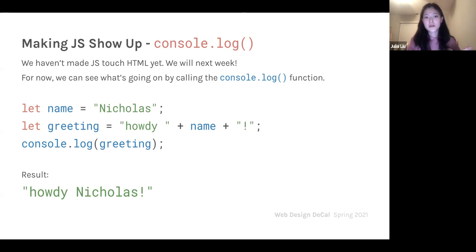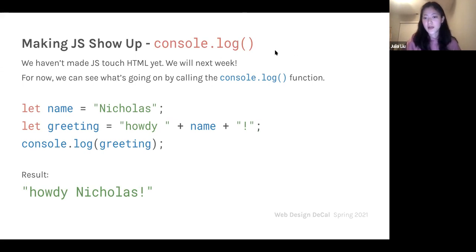And here we also use another function called console.log, which, as I mentioned before, is how you use the console in your browser. If you ever want to print out a value that you want to verify in your code, you can use console.log. So you can say console.log greeting, and basically you're printing out the value of greeting in your console. And here it correctly shows that it's howdy Nicholas, which is the value of greeting.